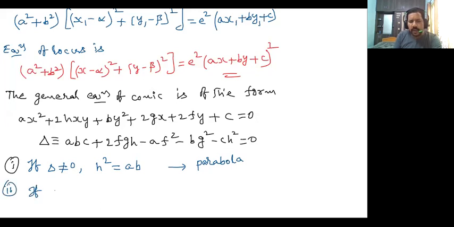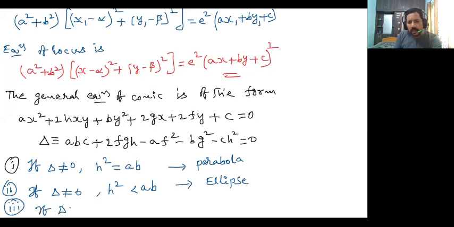If delta not equal to 0 and h square is less than ab, then the conic section is representing an ellipse. Now, if delta not equal to 0 and h square greater than ab, then the conic section is a hyperbola.